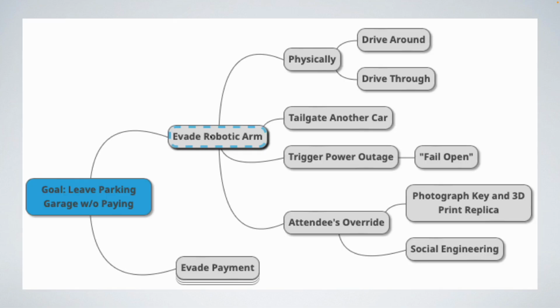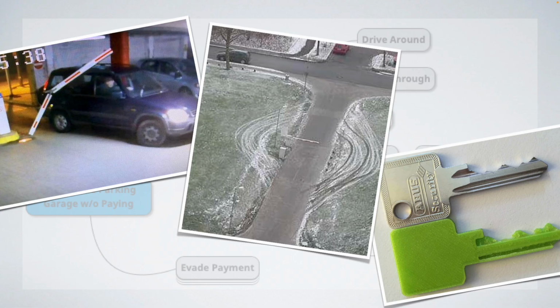So if I expand the attacks on the arm, I might say, okay, there's some sort of physical attack. I could just drive around it, or I could just drive through it and break it. I could tailgate another car. We talked about that. I could trigger a power outage, and then it will fail open. Another way to get the arm to open is with the key. So I could get a picture of it, or I could do some social engineering, fold my ticket in half, those kinds of things.